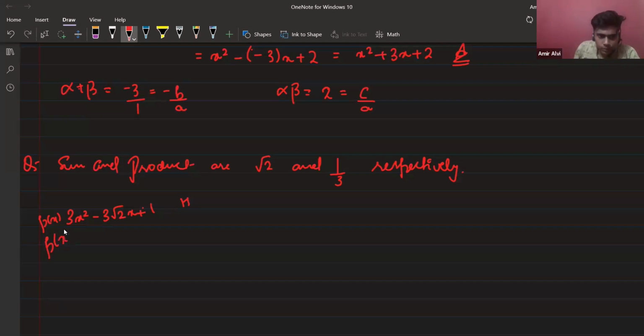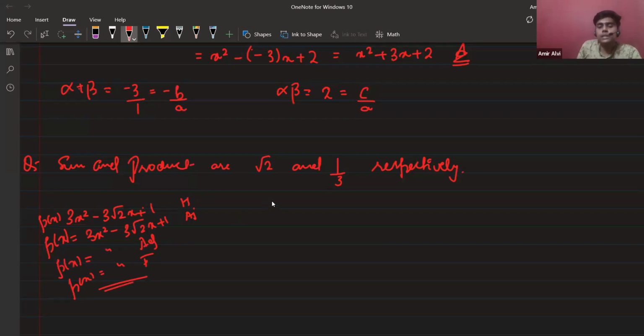Ajwat, can you repeat it again? 3x square minus 3 root 2x plus 1. This is Ajwat. Okay, Adil and Faiz are left. Adil has the same, very good. Which means that Adil also gets the same and Faiz has also got the same answer. Basically, that's correct.